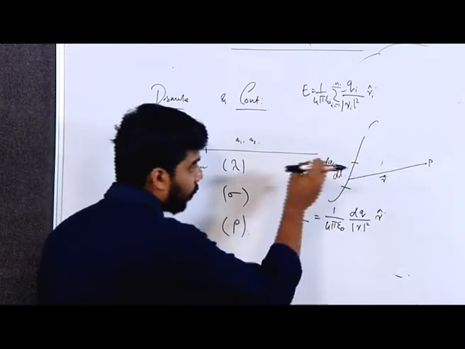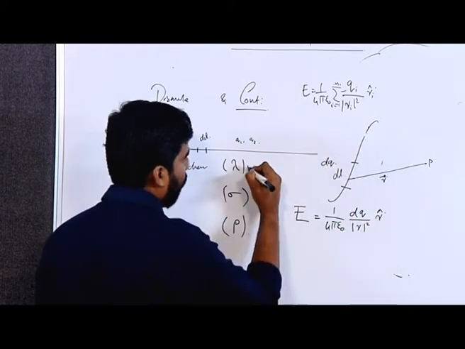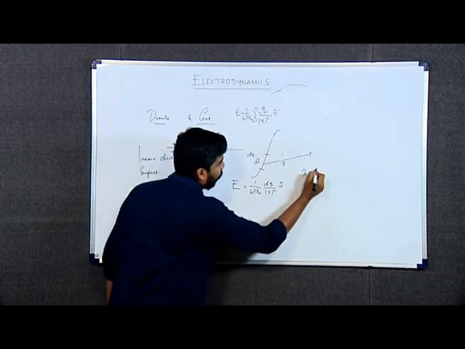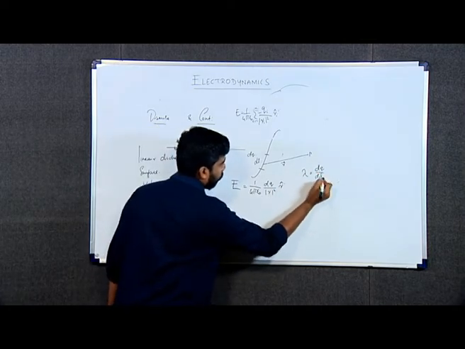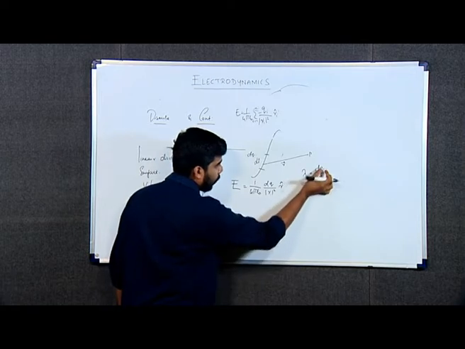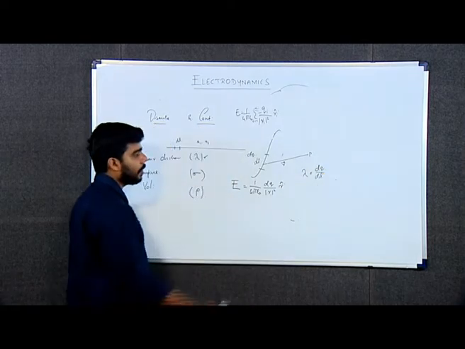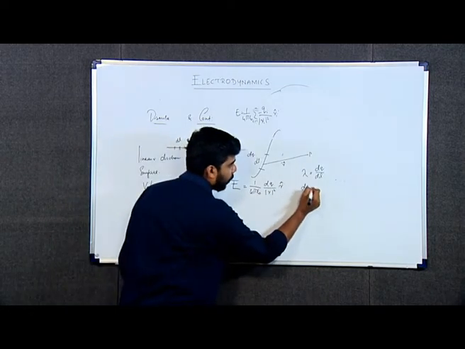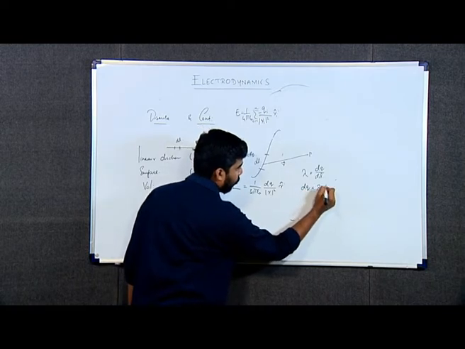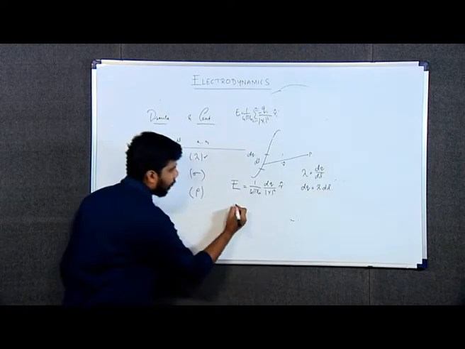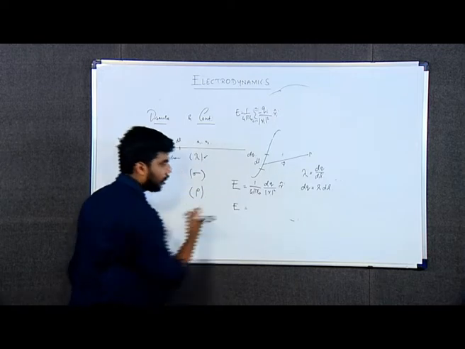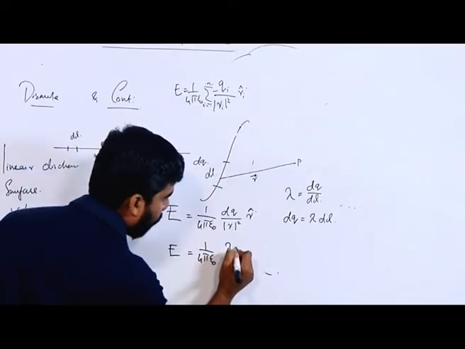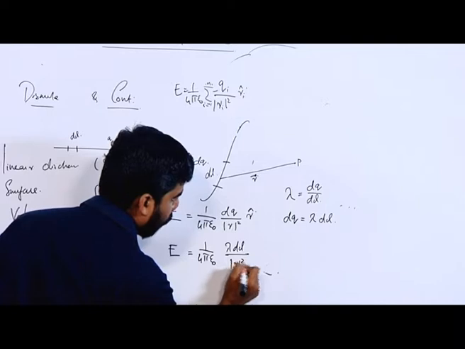If the linear charge density is lambda, what is density? Linear charge density is equal to dq by dl: how much charge is present in that small element dl gives you the charge density lambda. So I can write dq as lambda into dl. So the electric field corresponding to this dq is equal to 1 by 4 pi epsilon 0, lambda dl by modulus of r square into r cap.